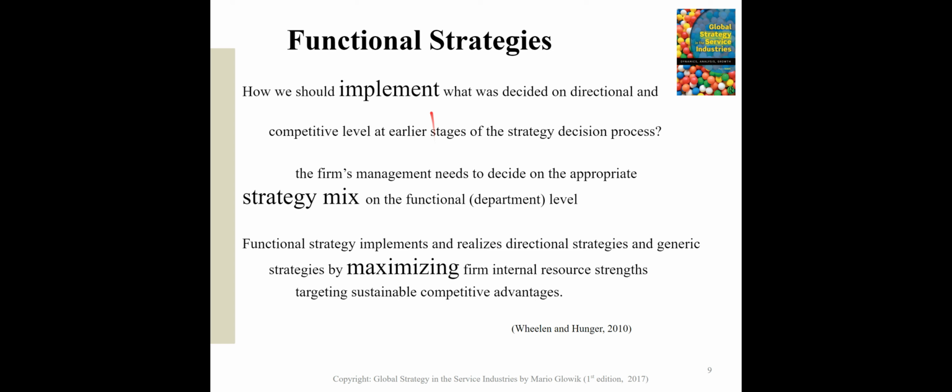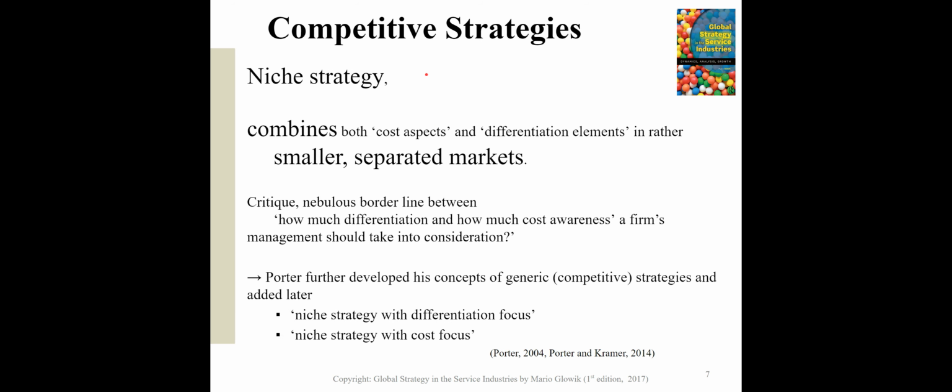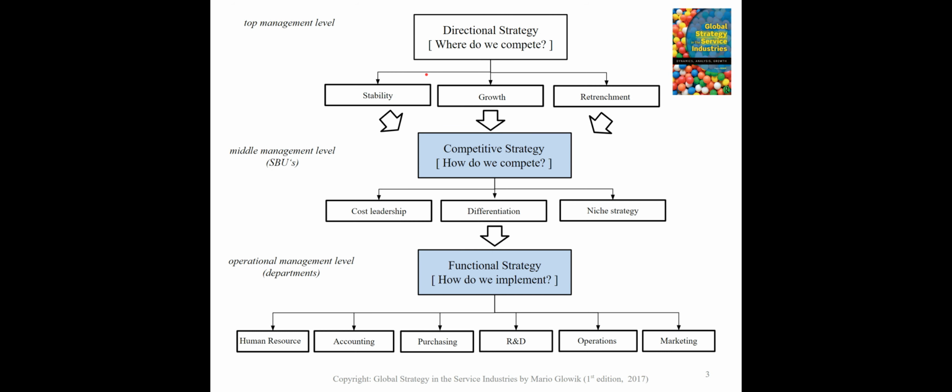Okay, so let's start talking about functional strategies. Let me move back. So we are here. That's the third level. Here we deal with the departments such as human resource, accounting, purchasing, research and development, operations and marketing department.